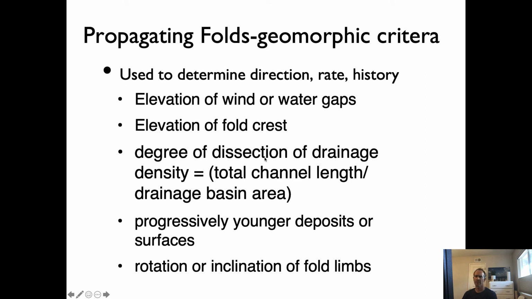Other things that we can look at is the degree of dissection of drainages. We talked about that actually in the GIS lab, that initially you get really high density of drainage development, and these small drainages will coalesce into bigger ones over time. If you see progressively younger deposits or terraces, geomorphic surfaces in one direction, it's telling you that the topography is growing in one direction or the other. Or progressive dip changes, rotation or inclination of the edges of the fold over time.